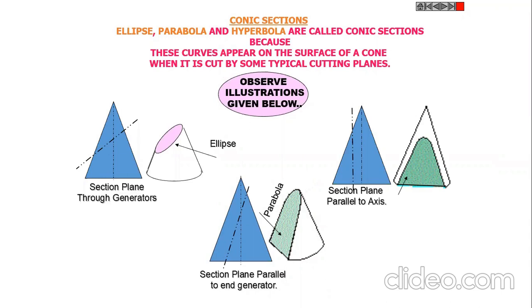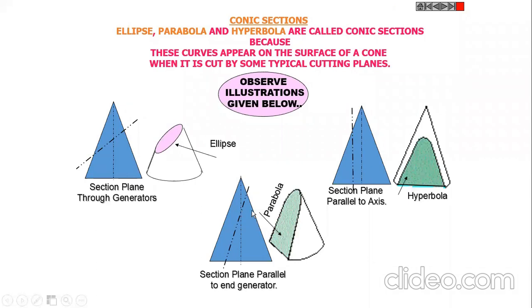Ellipse means that the secant plane is passing through a cone which cuts both the end generators and cuts the axis of cone. Then the curve that appears on the surface of the cone is an ellipse. In parabola, the section plane is parallel to one of the end generators and the curve that appears on the surface of the cone is a parabola.